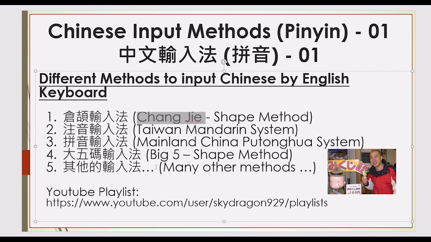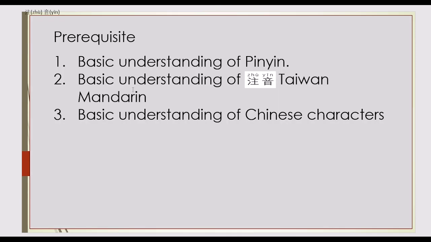See, if you cannot pronounce the Chinese character exactly in the first place, you cannot input the Chinese character into your computer. Therefore, you have to pronounce Putonghua very exactly in order to input Chinese characters by Pinyin. But before our lesson, you have to have some basic knowledge listed below. The prerequisites are: 1. The basic understanding of Pinyin. 2. The basic understanding of Zhuyin, Taiwan's Mandarin pronunciation system. These two systems have a little bit of difference, but the difference is small enough for you to understand.